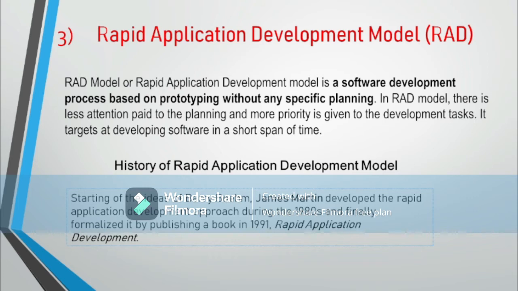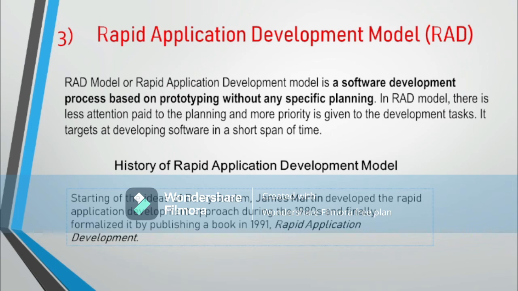Thirdly, I am going to discuss the rapid application development model. It's also called the RAD model. The RAD model, or rapid application development model, is a software development process based on prototyping without any specific planning. In the RAD model, less attention is paid to planning and more priority is given to development tasks. It is targeted at developing software in a short span of time.